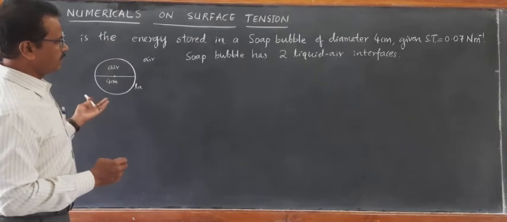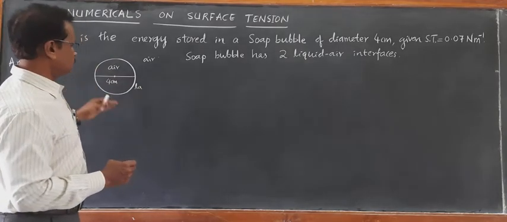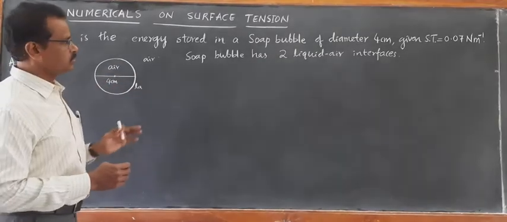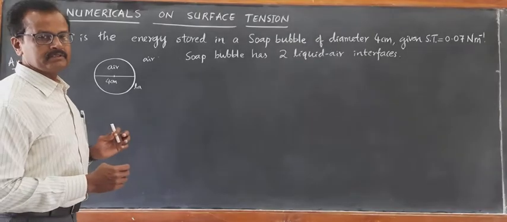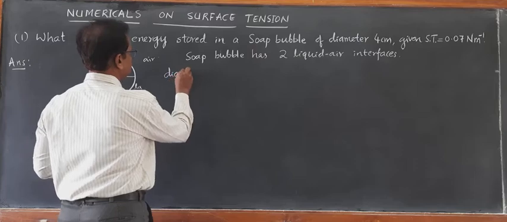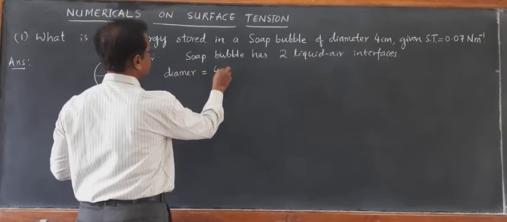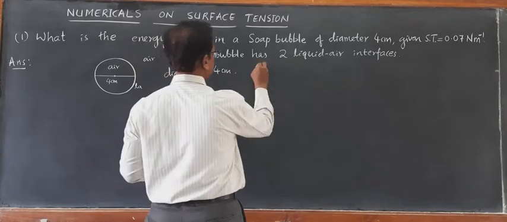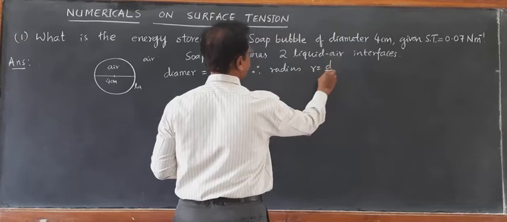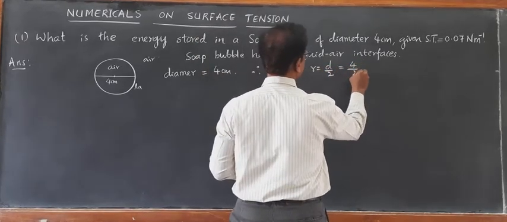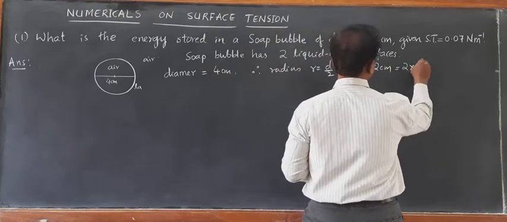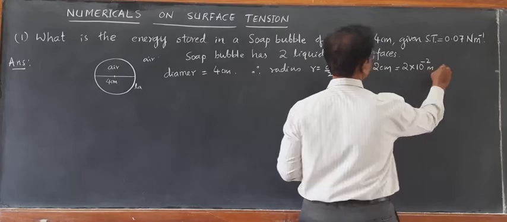So first, what is the radius? We know the surface area. Surface area of a sphere is 4 pi r square, where r is the radius of the sphere. Now, the diameter of the bubble is equal to 4 cm. Therefore, radius r is equal to diameter by 2, so it becomes 4 by 2, that is 2 cm, which can be written as 2 into 10 to the power of -2 meter.